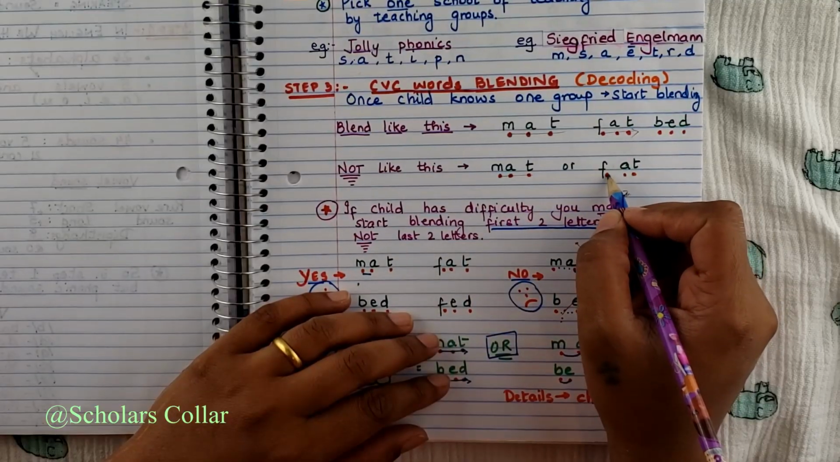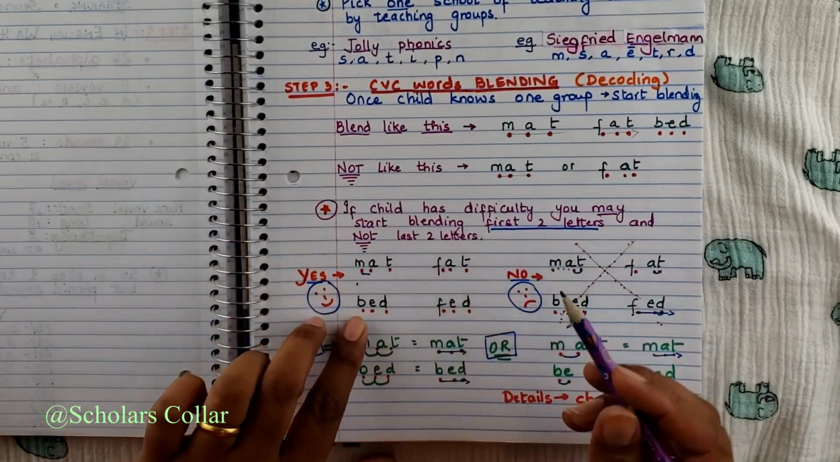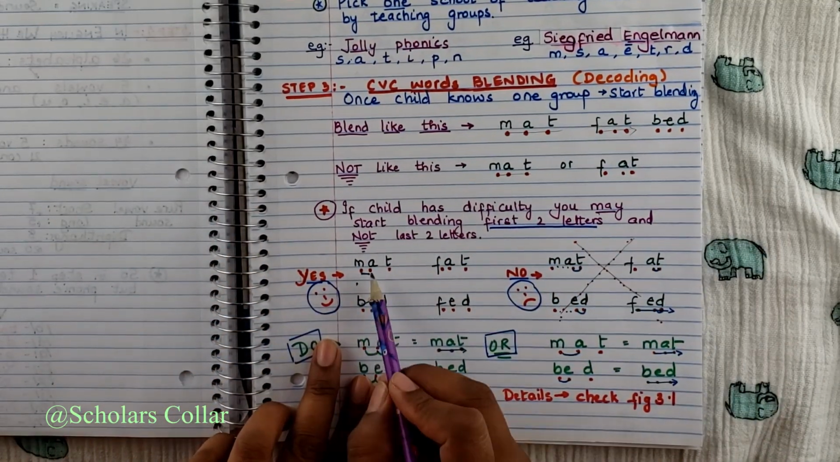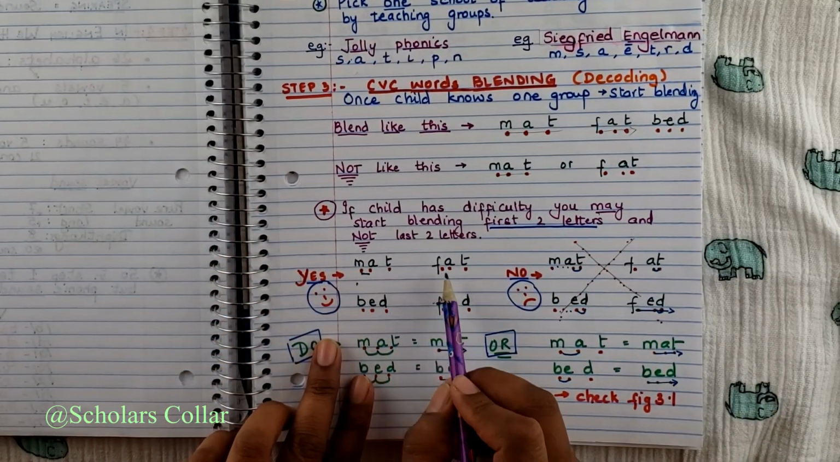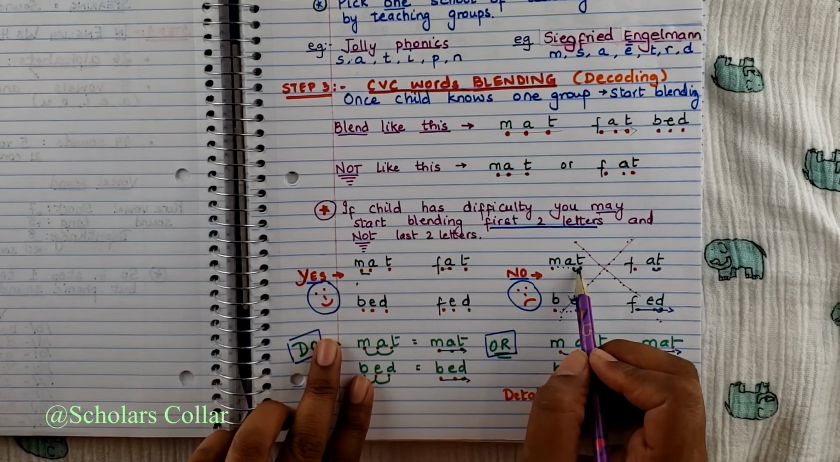not fat. You do not want to do that. Okay, so here I have another example. You want to do yes, mat, fat. Don't do at, mat. Don't do that.